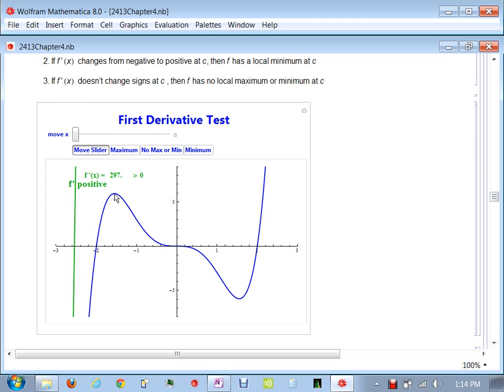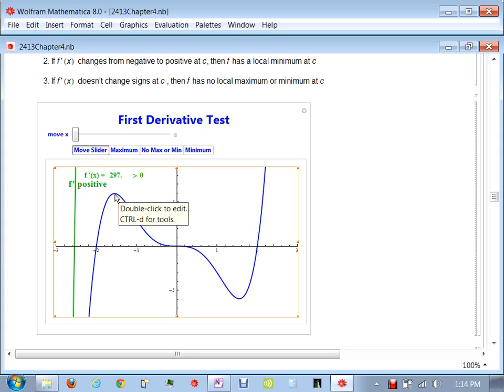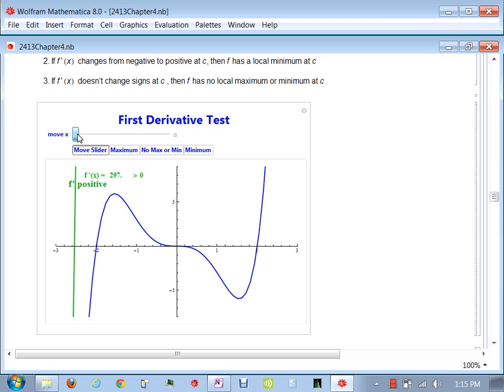All right, is it clear to everyone that where my arrow is right now is a local maximum? It's the highest point on that graph locally. So if I move my slider around, right now, to the left of that point, what's my derivative? Positive. To the right of that point, what's my derivative? Negative. At that point, what's my derivative? 0.